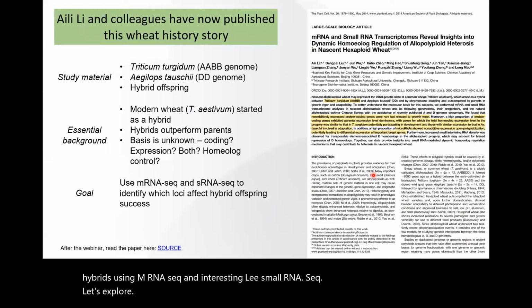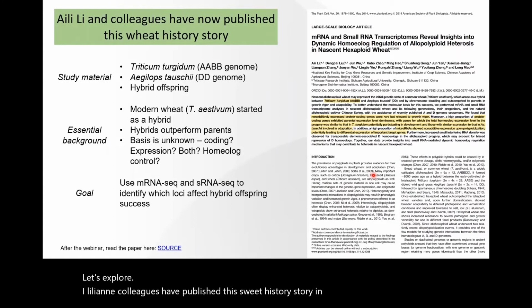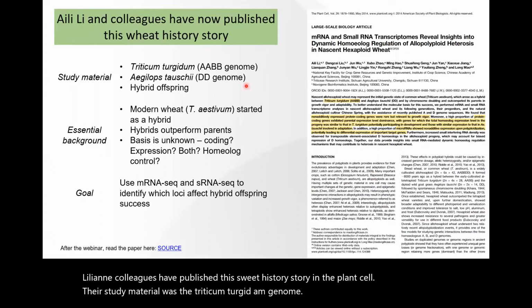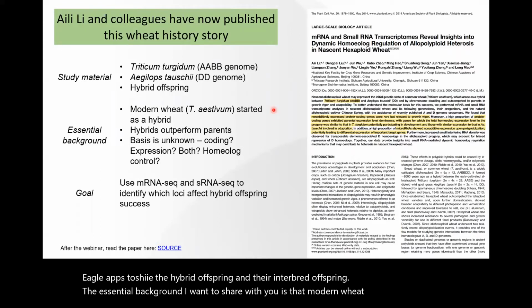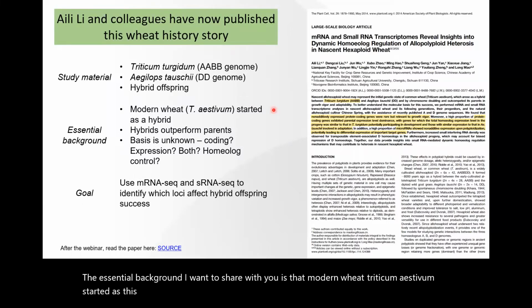Ai-Li Lee and colleagues have published this wheat history story in The Plant Cell. Their study material was the Triticum turgidum genome, Aegilops tauschii, the hybrid offspring, and their interbred offspring. The essential background I want to share with you is that modern wheat, Triticum aestivum, started as this hybrid and has been developed over time.